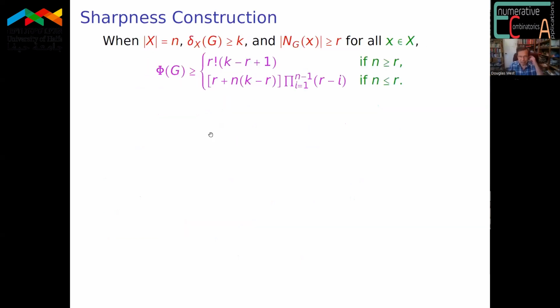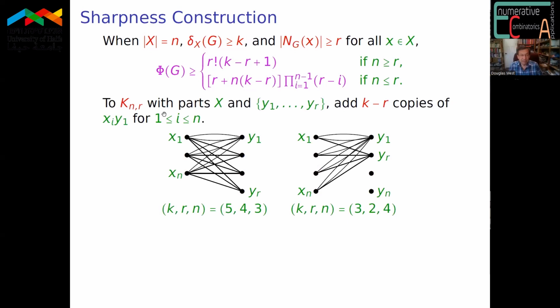But first, let me give you sharpness constructions. So remember, we'll have n vertices in X, each of which has degree at least k and has at least r neighbors. So what we're going to start with is a complete bipartite graph with n vertices in X and r vertices in Y. So every vertex will already have at least r neighbors.